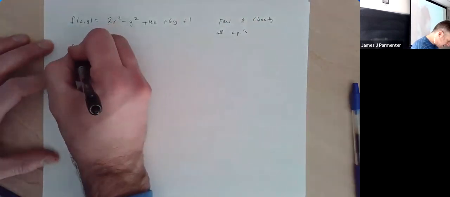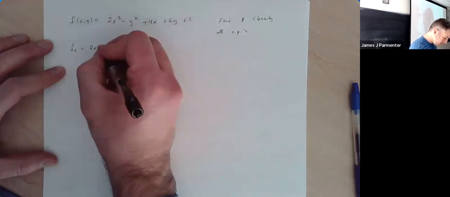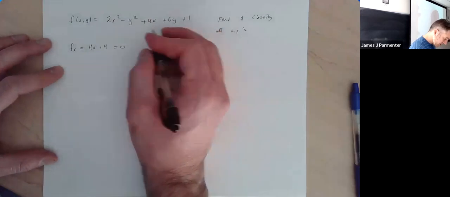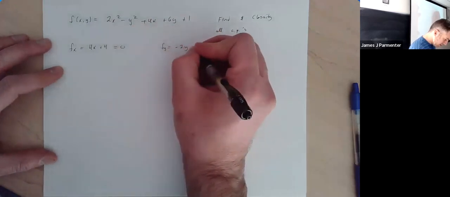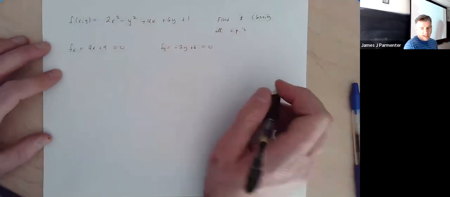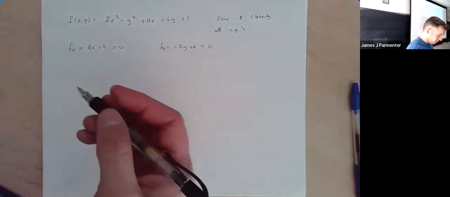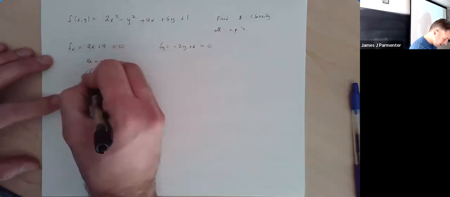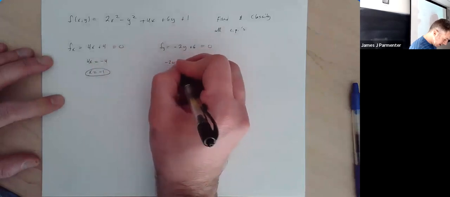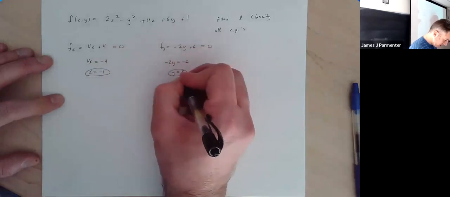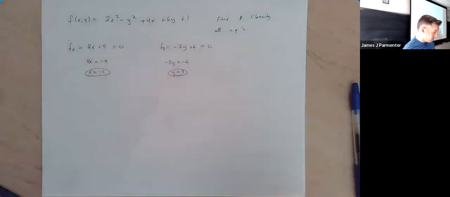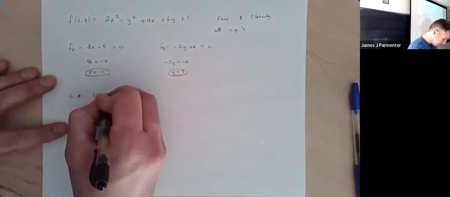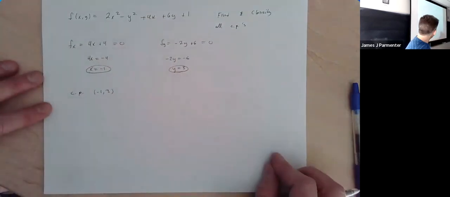So fx is going to be 4x plus 4, set that equal to 0. Fy is going to be -2y plus 6, set that equal to 0. And here it's nice. We just get one critical point coming out. We've got 4x equal to -4, x is -1. We've got -2y equal to -6, y is equal to 3. Since those are the only things that solve each equation, our critical point is the point -1, 3.